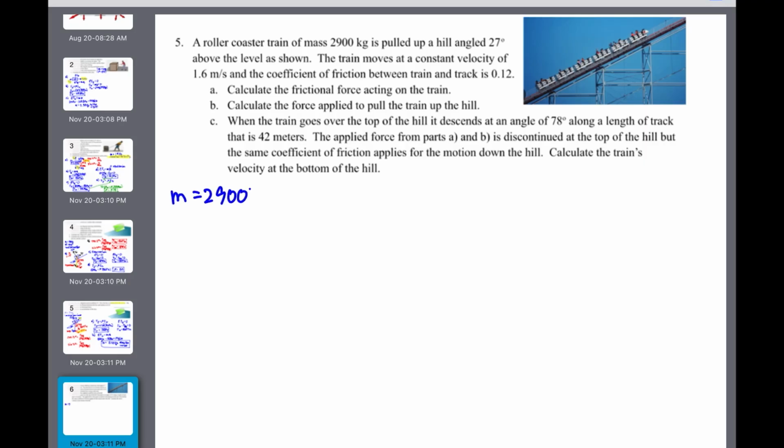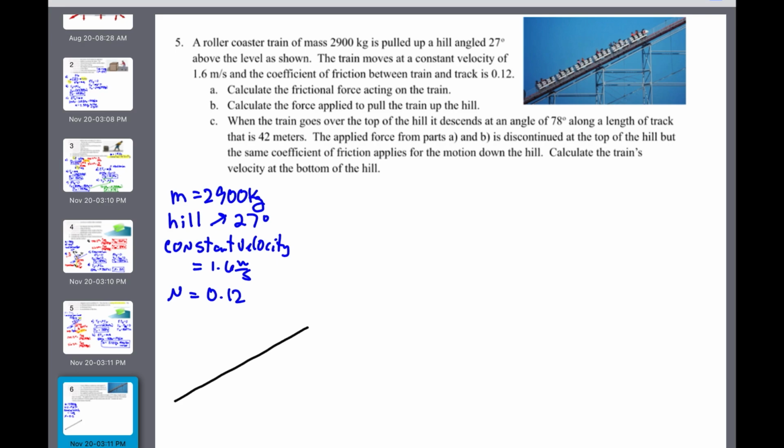In this situation, we have a roller coaster train being pulled up a hill. We're going to identify what we're given: the mass, the angle of the inclined surface, and that it's moving at a constant velocity of 1.6 meters per second. We also know the coefficient of friction.